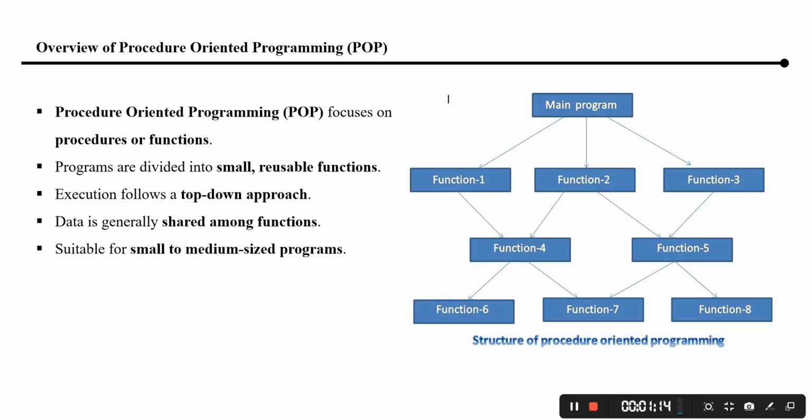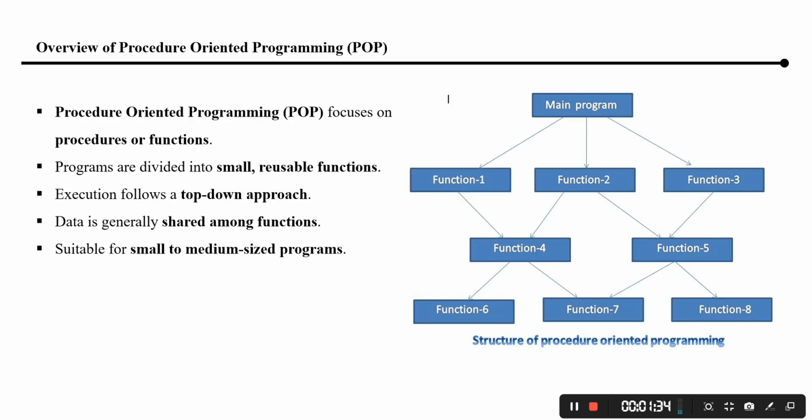Next, overview of procedure-oriented programming paradigm. The procedure-oriented programming paradigm focuses on procedures or functions, also called methods. Basically, a function is nothing but a self-contained block of code which is written to perform a specific task. That means to perform each and every task, we may write a function.